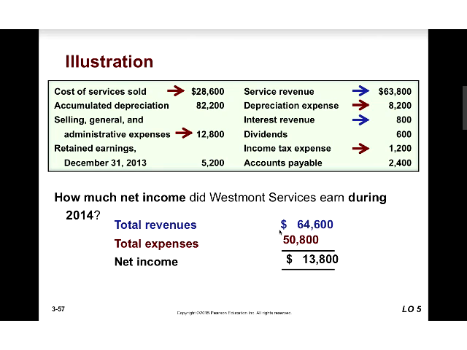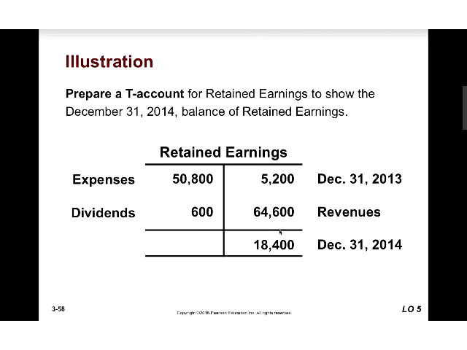Finally, notice that we don't subtract dividends here. Dividends are never used when calculating net income. But what we're going to do next is we're going to do the T account for retained earnings. Retained earnings, the T account, the first thing we're going to show in our T account is the beginning balance. This 5,200, that was given to us in the table, 5,200. So retained earnings has a normal credit balance, so we're going to have 5,200.